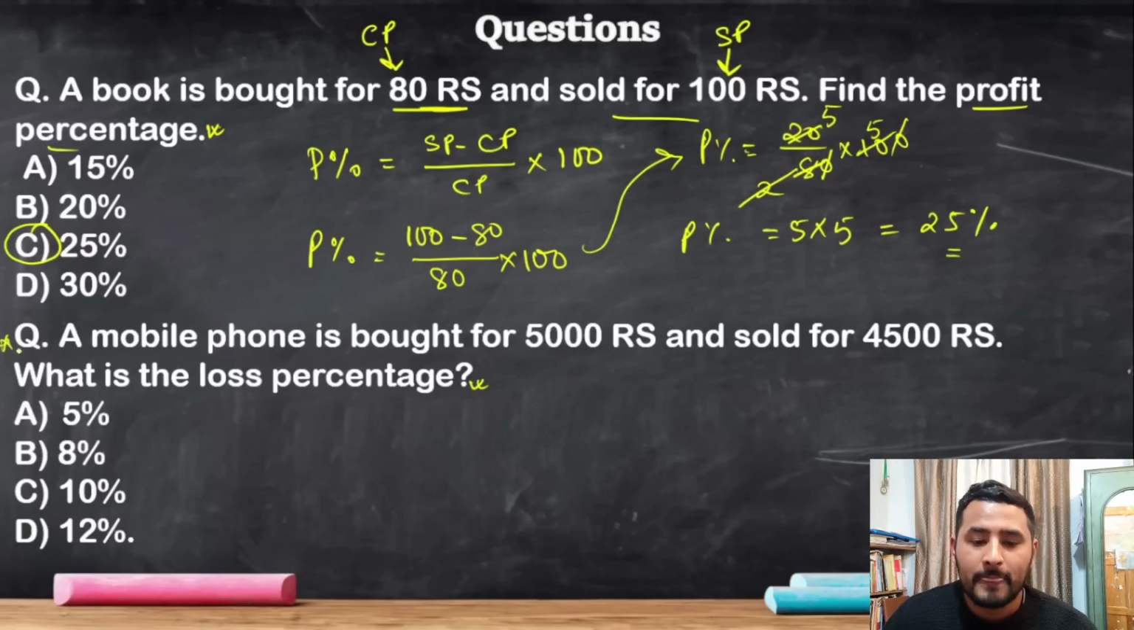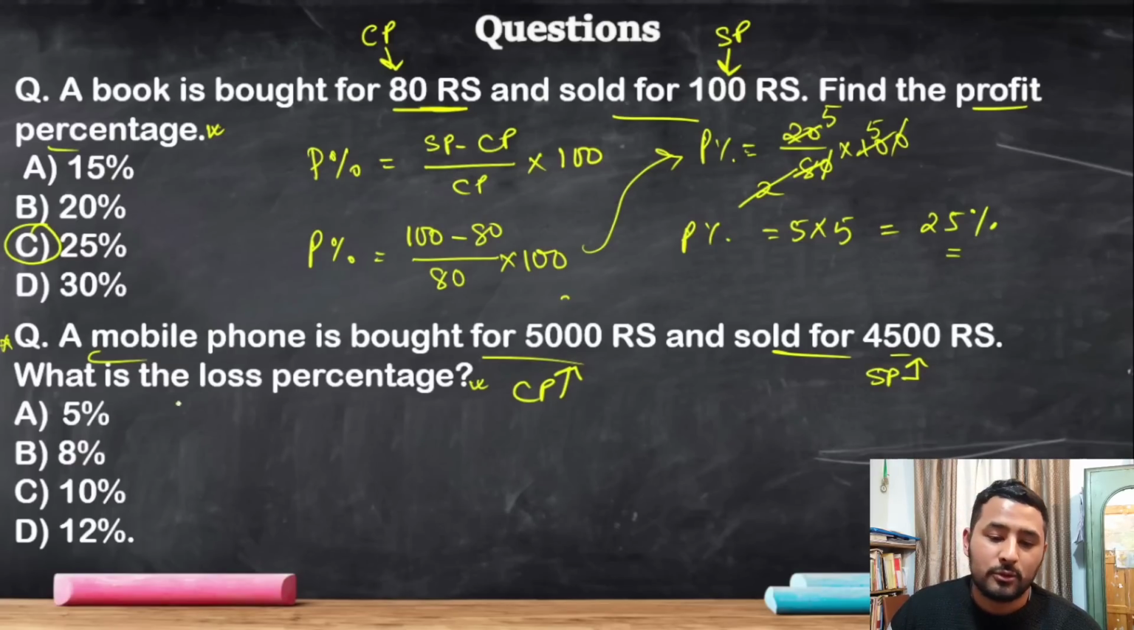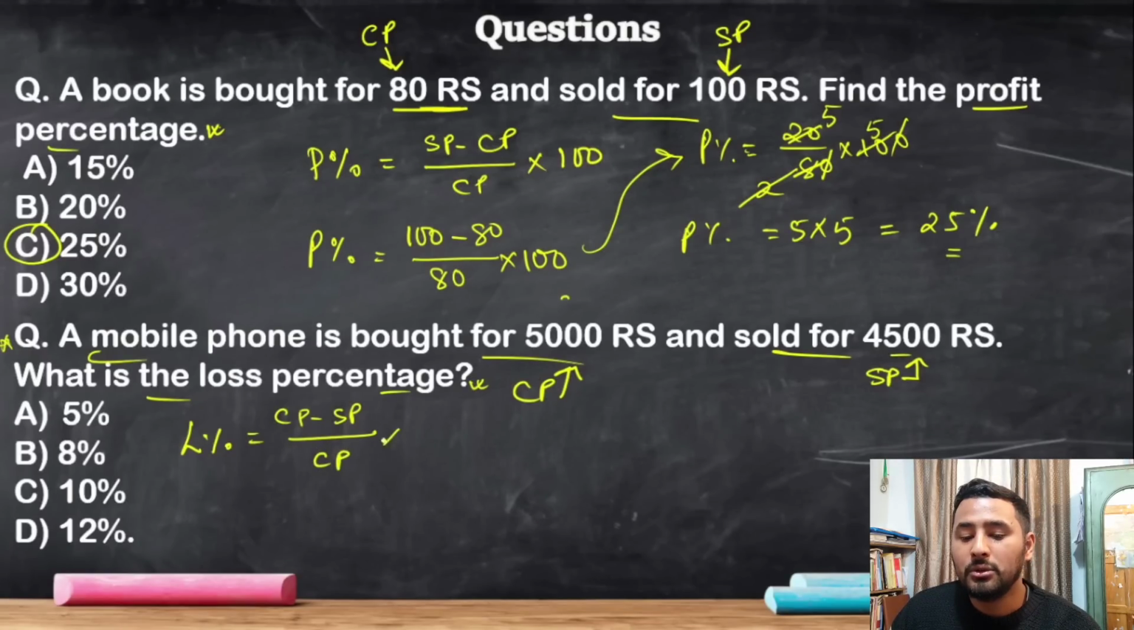Let's see the next question. A mobile phone is bought for rupees 5,000. Now you see, bought means our CP, right? Our CP will be 5,000. Now, it is sold for rupees 4,500, so our SP will be 4,500 rupees. What is the loss percentage? Just now we found profit percent, now loss percent. The formula for loss percentage is loss by CP, so it is CP minus SP by CP into 100. Remember this, we have to compare with CP only.